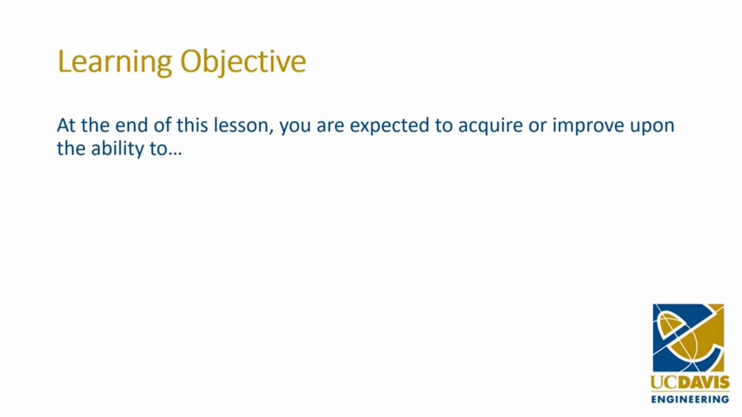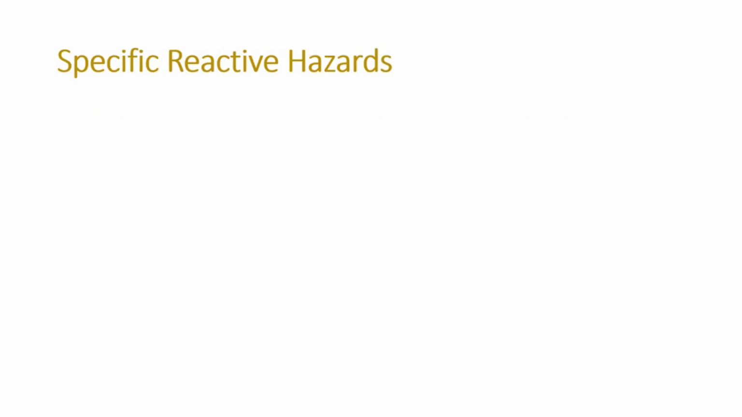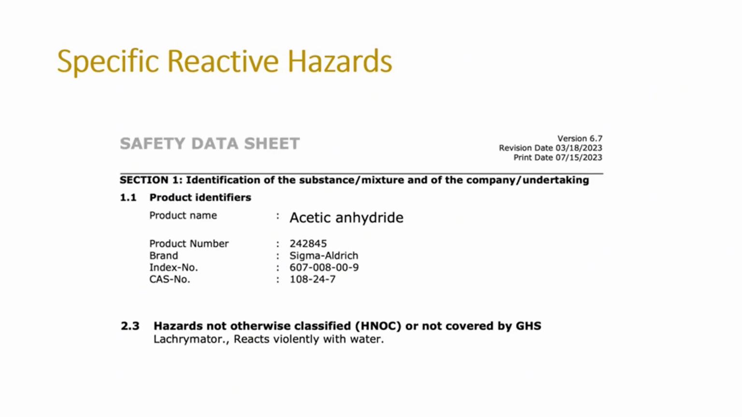At the end of this lesson, you are expected to acquire or improve upon the ability to understand and describe specific reactive hazards. Before we dive into specific reactive hazards, a good place to start to look for these are on material safety data sheets. Here we see an example part of a safety data sheet for acetic anhydride. And we can recall from earlier on in the course that section 2 of the safety data sheet is for hazard identification. Here in section 2.3 of this safety data sheet, we see that acetic anhydride reacts violently with water, which is a reactive chemical hazard.